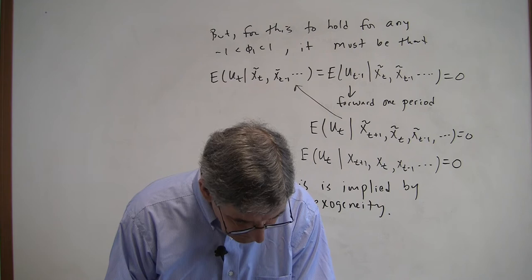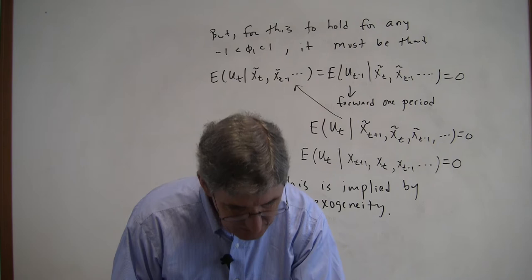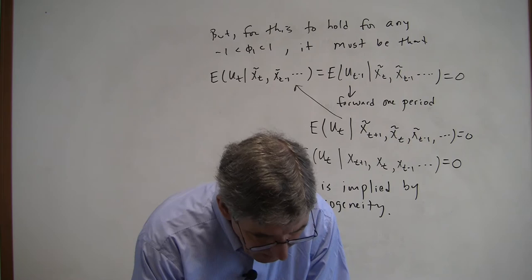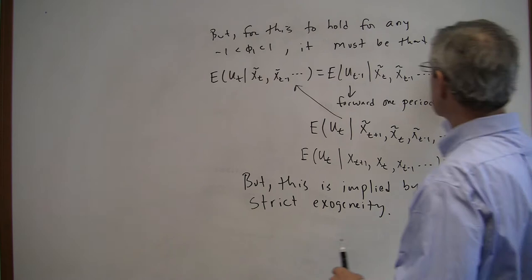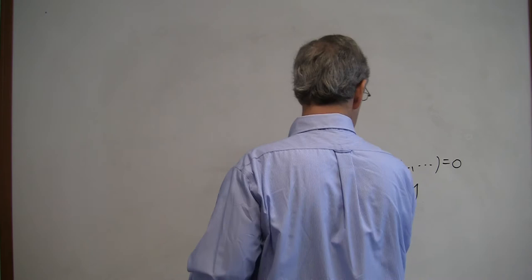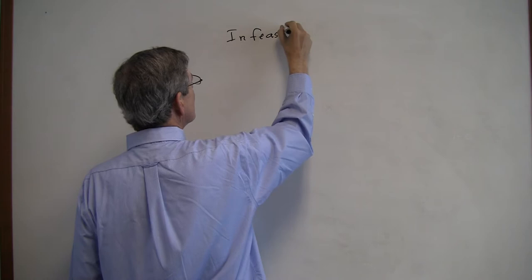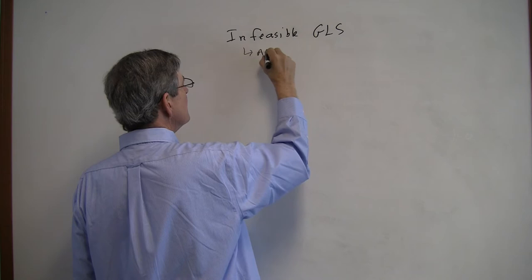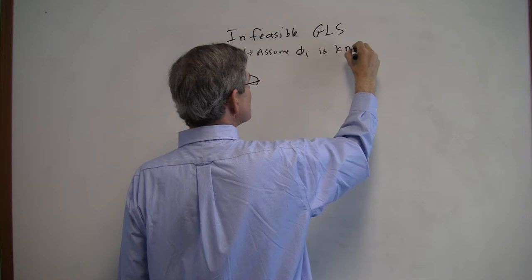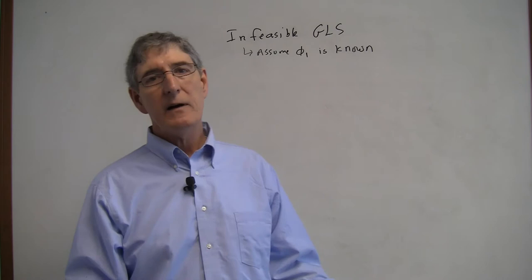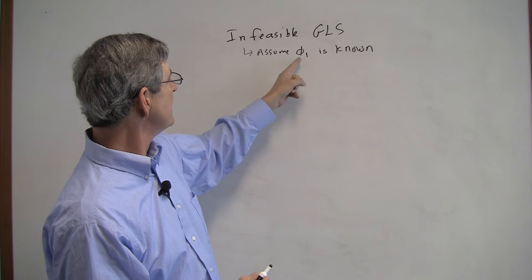It's exactly the same condition for the ADL model, and I am not going to go through it. Okay, now let's talk about how to estimate this model. One way is we're going to first look at something called infeasible GLS. It's infeasible because we assume phi 1 is known. So we don't know what phi 1 is, but let's assume we did, figure out how we'd solve the problem, and then see if we can find some way of getting a consistent estimate of phi 1 that we can use to make this feasible.